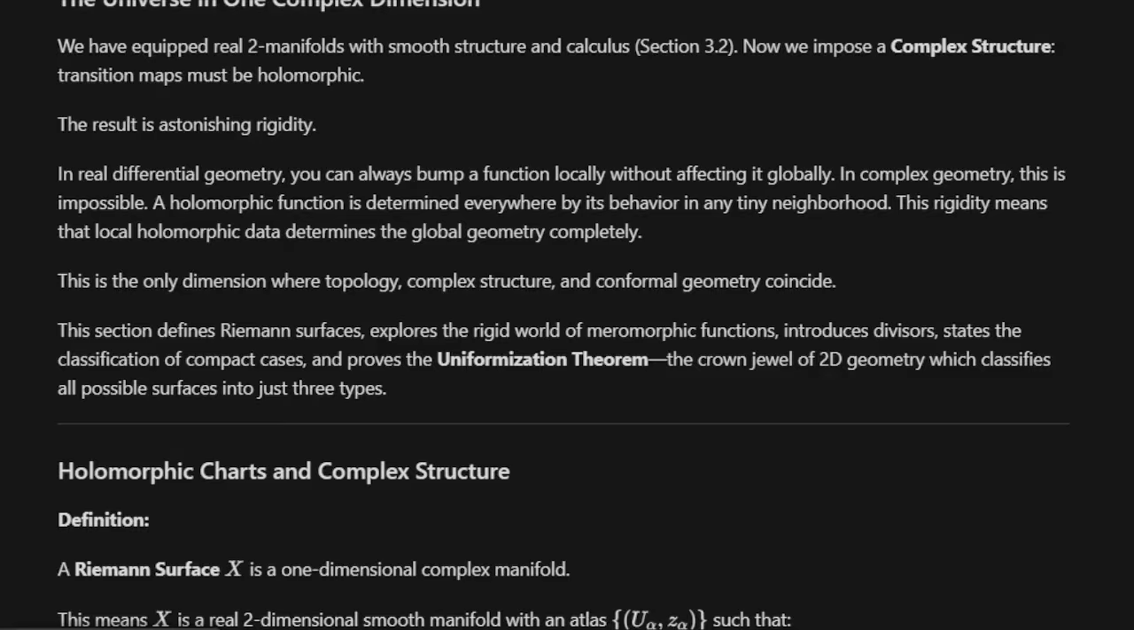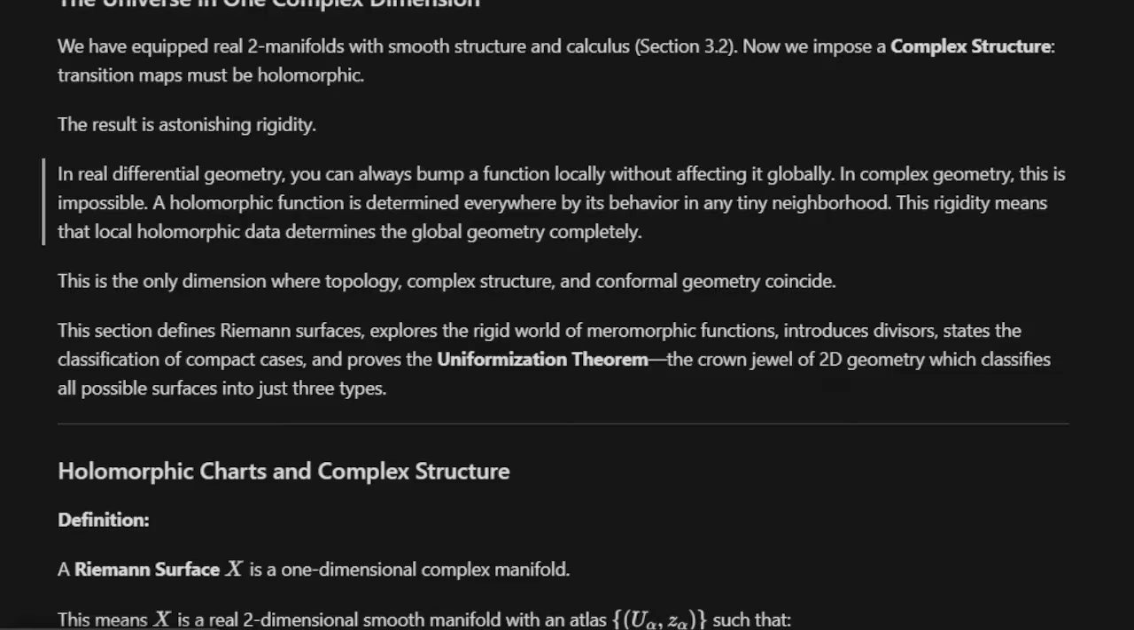Because in the complex world there are no bump functions. If a function is holomorphic in a tiny neighborhood, its behavior there determines the behavior everywhere. This is what we call analytic continuation. We talked about this a little bit in continuum analysis, so you can go review that video as well. Essentially, you can't change a part without changing the whole. You can't change a part of the structure that we've constructed in complex space without changing the entire thing. So this rigidity forces the geometry to align perfectly with the topology, and in one complex dimension, a surface is determined almost entirely by the number of holes, or its genus. This is like a generalization of the poles and residues and all these things.